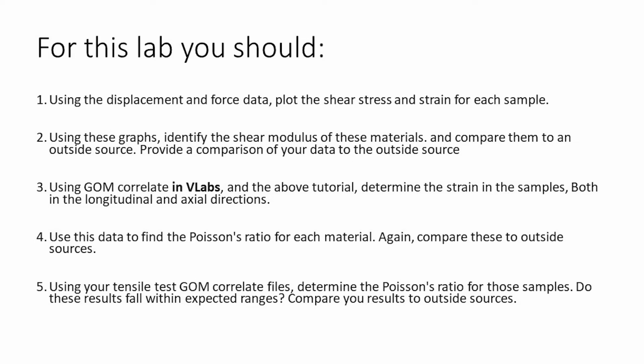Once you've completed that, the second analysis will be performed in GOM Correlate. In VLabs, you'll use the software and the above tutorial to determine the strain in both samples. You'll be looking for the longitudinal and axial strains, which we can compare to give ourselves the Poisson's ratio. For both samples, identify and isolate the Poisson's ratio and compare it again to a literature value. Let us know why or why not your numbers match.